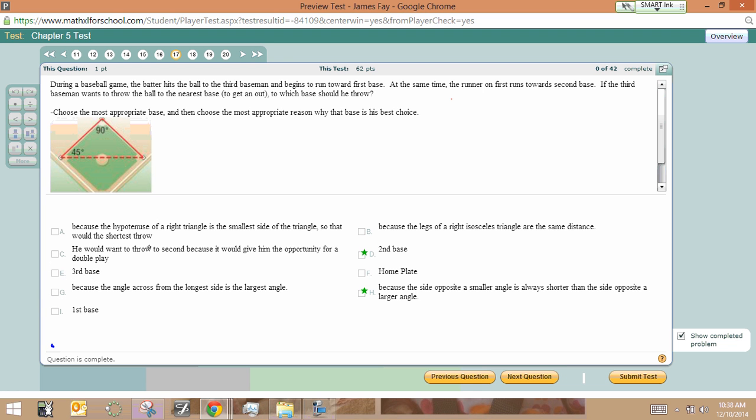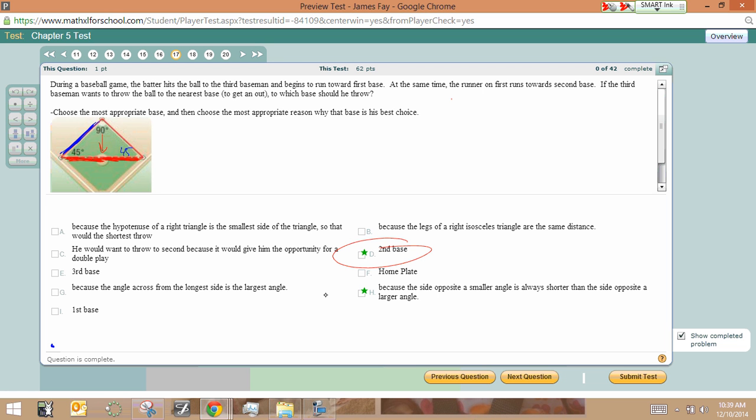This question here, reading through this, a guy gets the ball at third base, and he has a choice to either throw it to second base to get an out, or throw it to first base to get an out. We have to decide which of those distances is shorter. This distance here to second base is shorter than the distance to first base because the blue distance is across from an angle of 45, and this red distance is across from an angle of 90. So second base is what we need to choose.